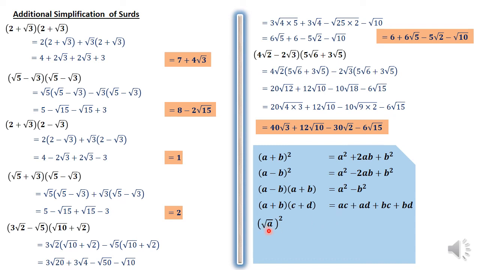Another thing, when you have root a squared, since square and square root are reverse operations, this will simply reduce to a, like this. And again, root m times root n, as we said in a previous lesson, should be root mn. And a root m times b root n should reduce to ab root mn. And having said that, I've come to the end of that lesson.